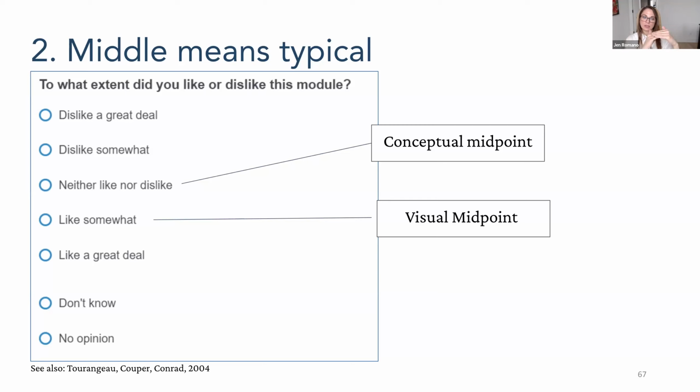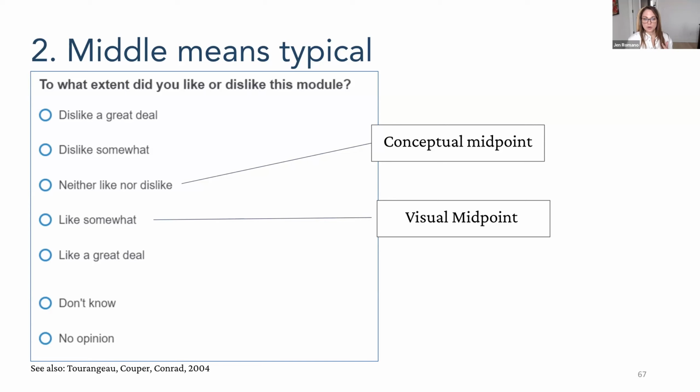And that makes sense when you think about that visual midpoint. And if people are in general thinking that the middle means typical, now that visual midpoint is typical. So now our responses are going to be skewed lower. So what should we do? So one thing to consider is whether or not you need a don't know or similar kind of option. Is that even necessary? Do you want to force people to make a decision? Is it okay to allow people to choose don't know or no opinion?